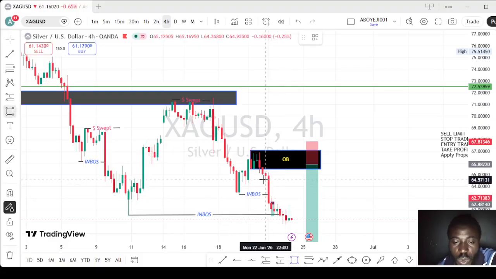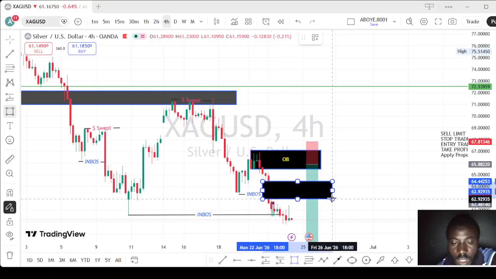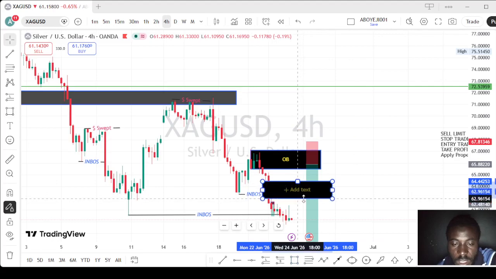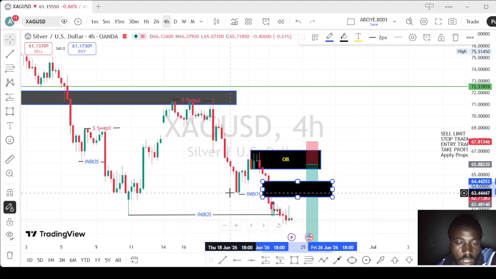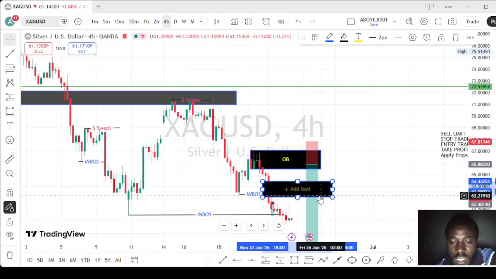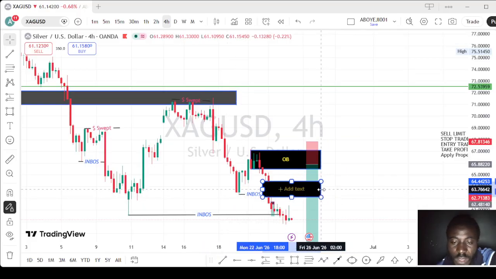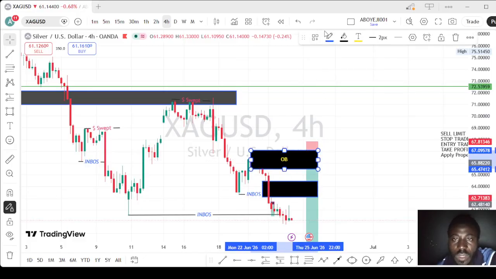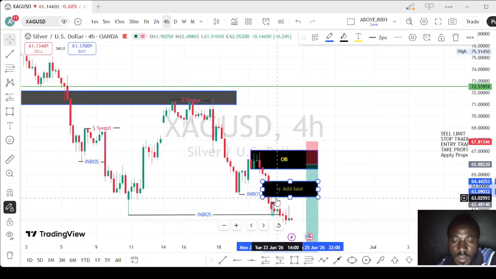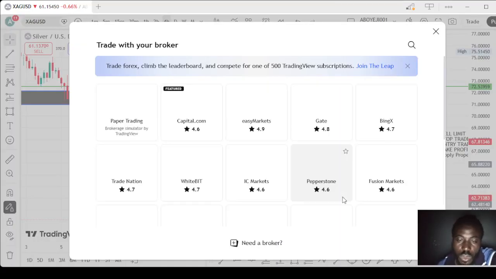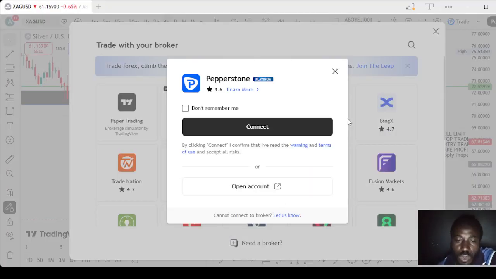We don't know which one the market is going to respect before we can move downtrend. But I'm seeing there's a key level here. You can see there's a key level here. So let's see where the market is going. We have FVG here. We have two opportunities on this trade. So we don't know which one.